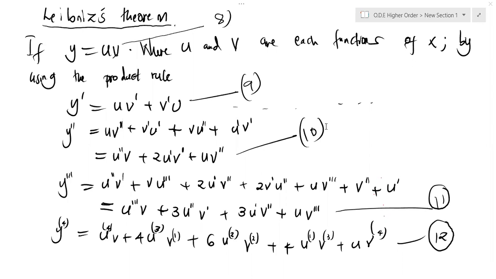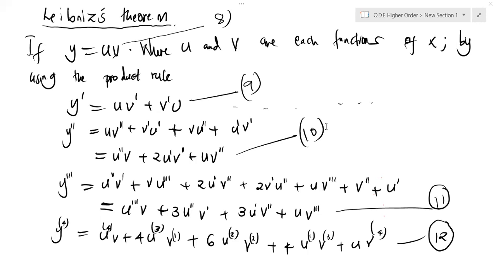By so doing, if you are to get y prime, then using the product rule, you'll get u v prime plus v u prime. If you are to get y double prime, you differentiate this using the product rule, you'll get these two terms, which basically simplify to this. Differentiating again using the product rule, this simplifies to u third prime v and so on. And the fourth derivative will basically simplify to this.